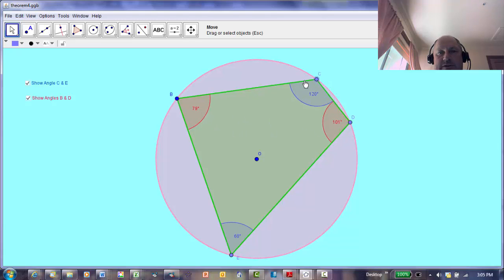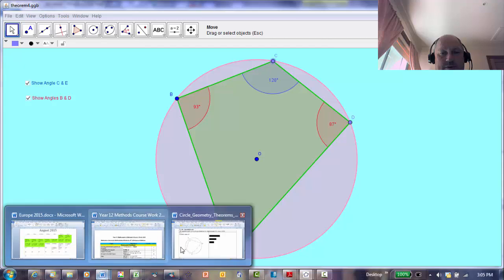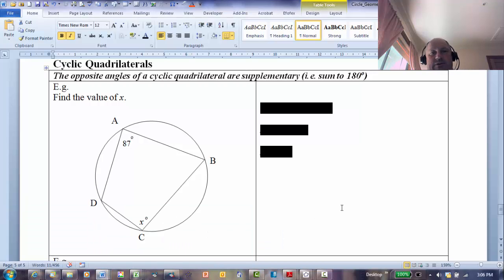So the theorem is: the opposite angles in a cyclic quadrilateral are supplementary. That is, if a quadrilateral has all four points sitting on a circle, then the opposite angles add up to 180 degrees. Let's turn to our booklet of notes. I've got two examples here.